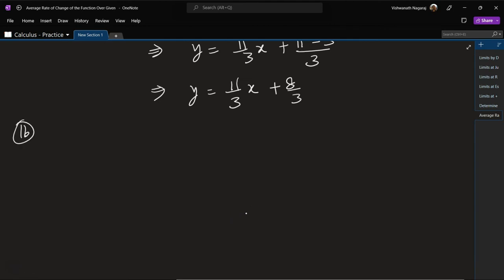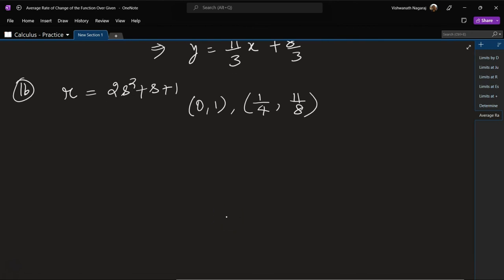Okay, 16. R is equal to 2s square plus s plus 1 between 0 comma 1 and 1 by 4 comma 11 by 8. Okay, so now here let's take S1 is equal to 0, S2 is equal to 1 by 4, R1 is equal to 1, R2 is equal to 11 by 8. See, when we substitute the value of S1 in this equation, we get R1, that is 1.